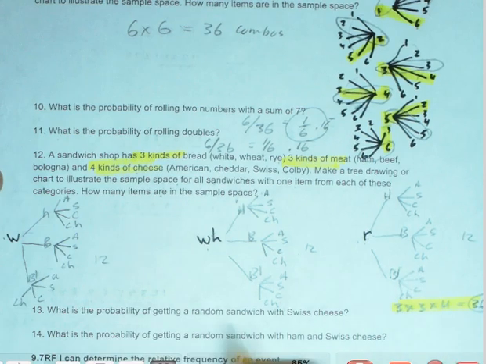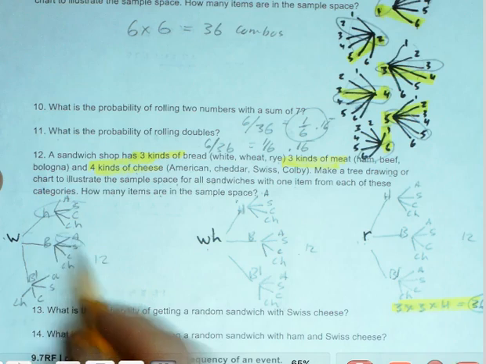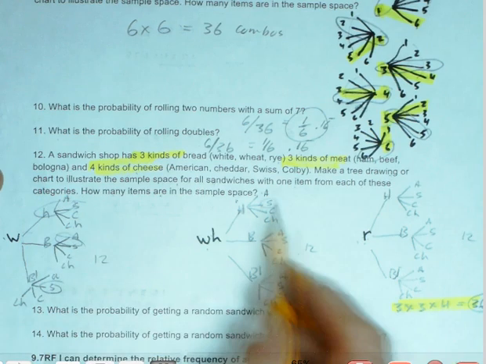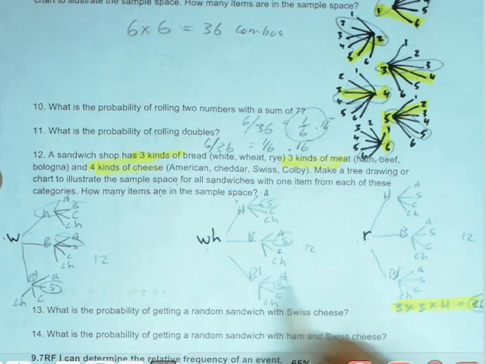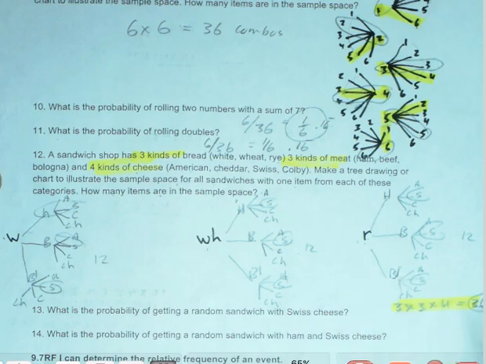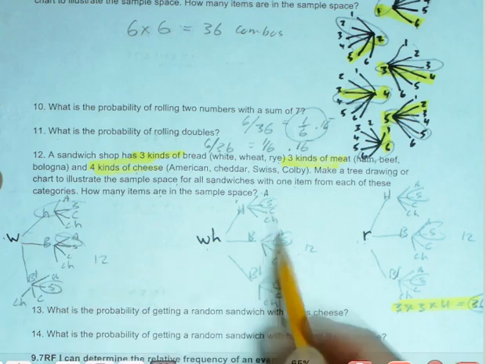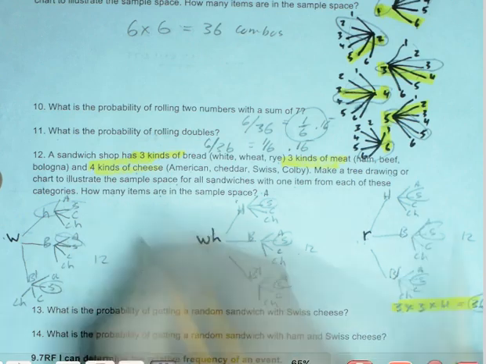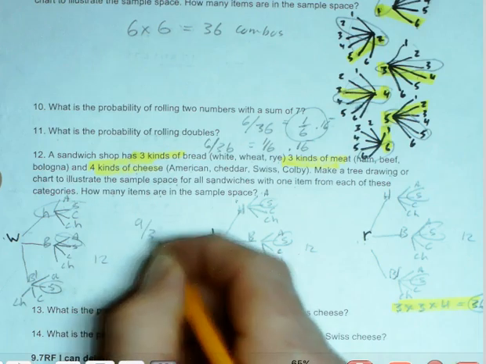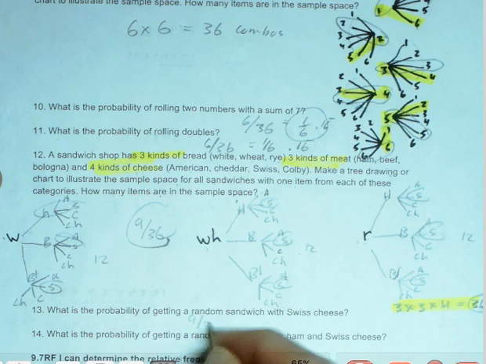What's the probability of getting a random sandwich with Swiss cheese? Well, Swiss, Swiss, Swiss, Swiss. It looks like 1 out of every 4 sandwiches has Swiss. Let me just double check. 1, 2, 3, 4, 5, 6, 7, 8, 9. So there's a total of 9 sandwiches out of 36 that had Swiss. 9 out of 36, which is 1/4.